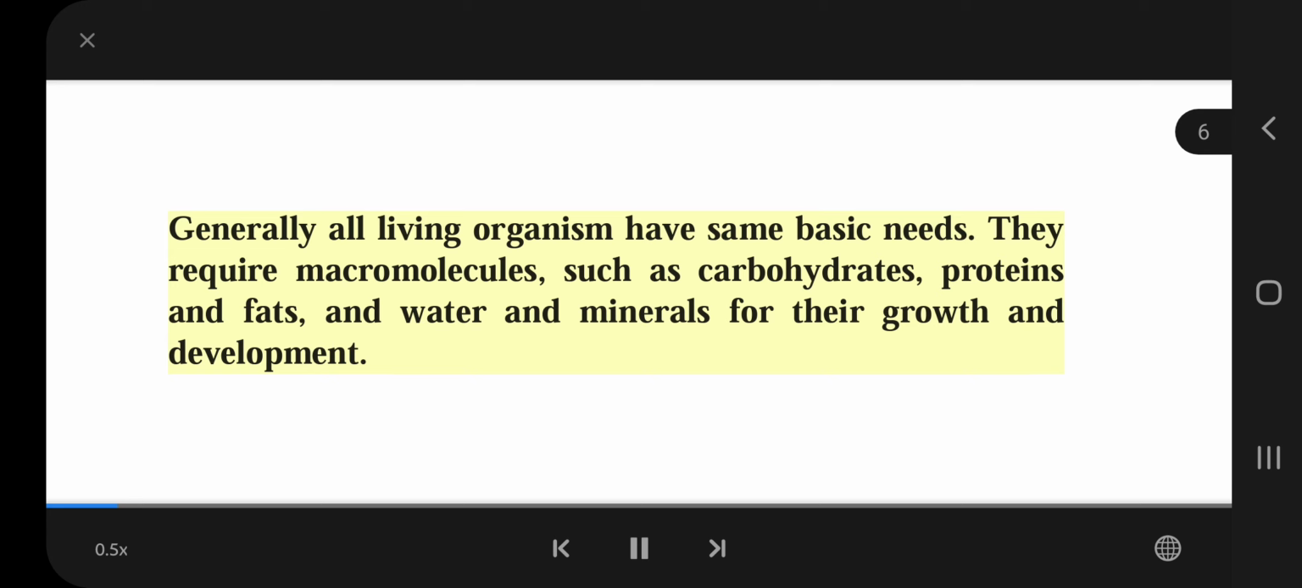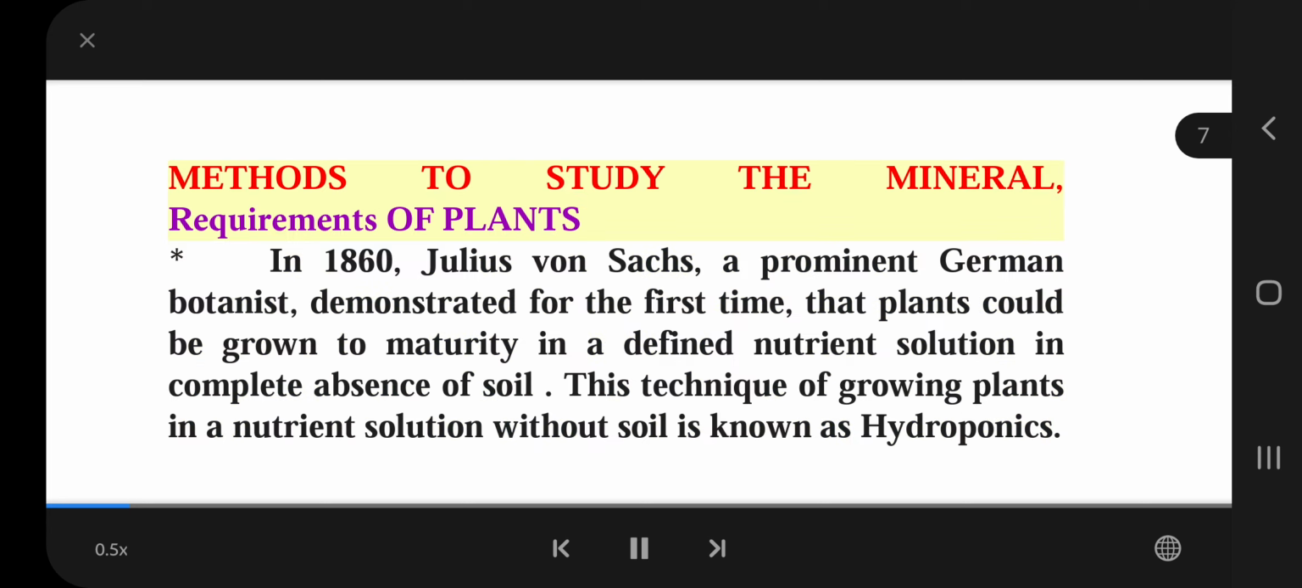Generally all living organisms have the same basic needs. They require macromolecules, such as carbohydrates, proteins and fats, and water and minerals for growth and development. Methods to study the mineral requirements of plants.